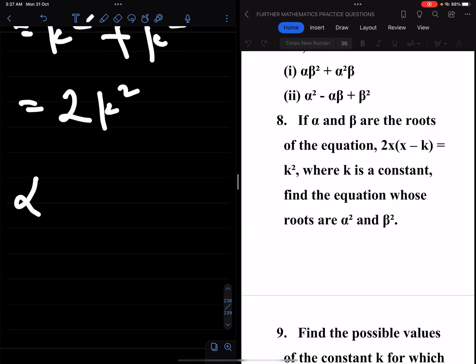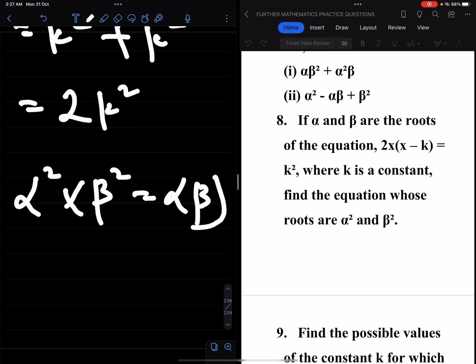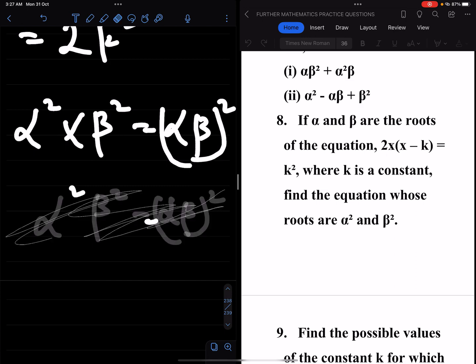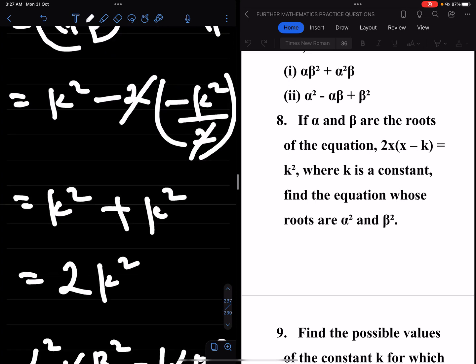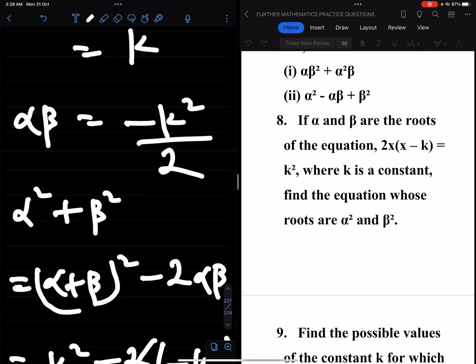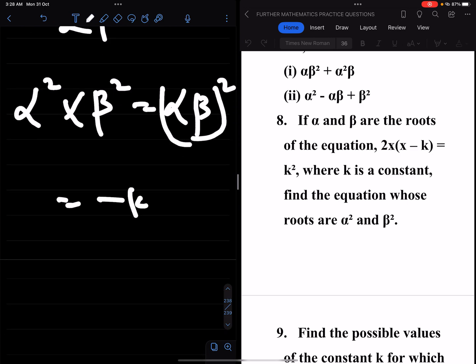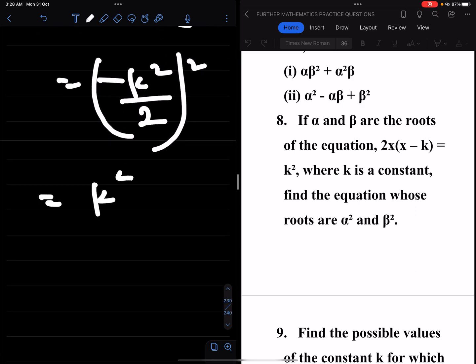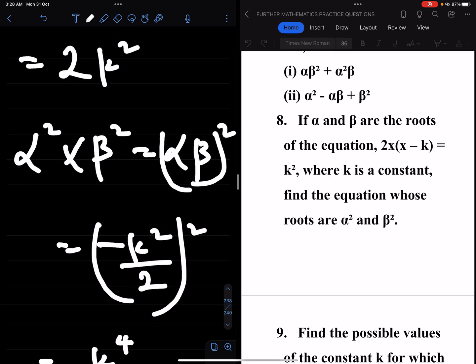Now, the product of new roots is alpha squared times beta squared, which is the same as alpha beta all squared. Of course, I can write alpha squared beta squared as the square of alpha beta. Now, that simply means alpha beta is, what's alpha beta? Alpha beta is minus k squared over 2. That simply means the square of minus k squared over 2, which is the same as k raised to power 4 over 4. That's the product of the new roots.